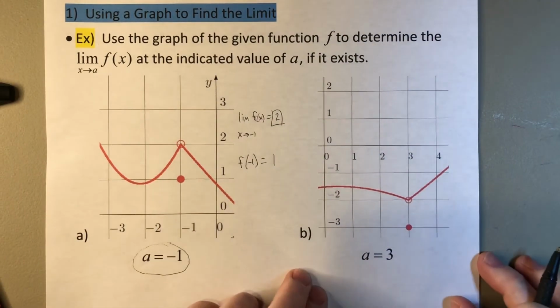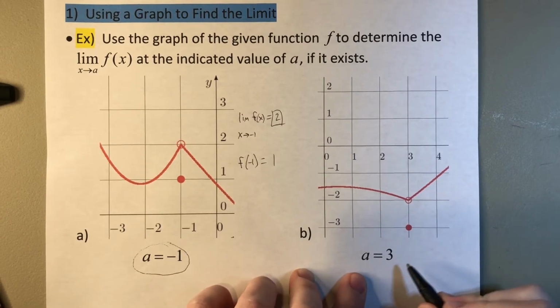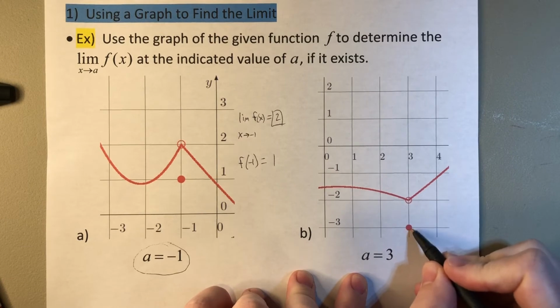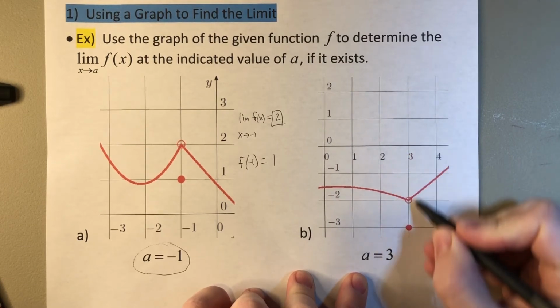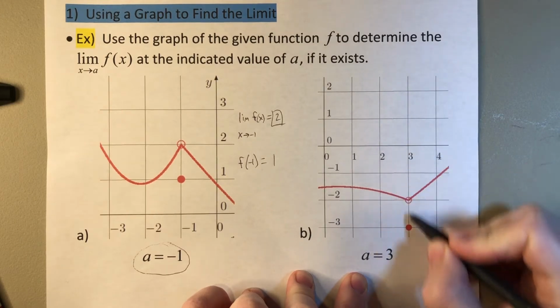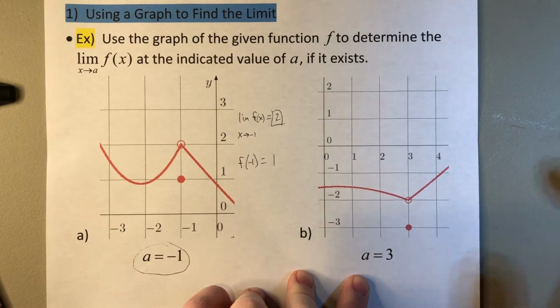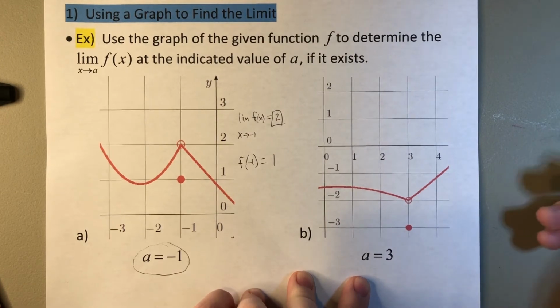All right, so letter B. Again, we're looking at a similar situation here. We know the function does exist at x equaling 3. So f of 3 would be -3. But we do not care about that when we're talking about a limit.